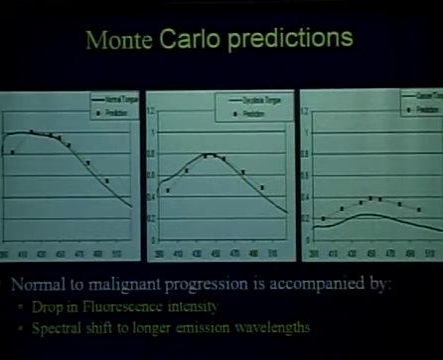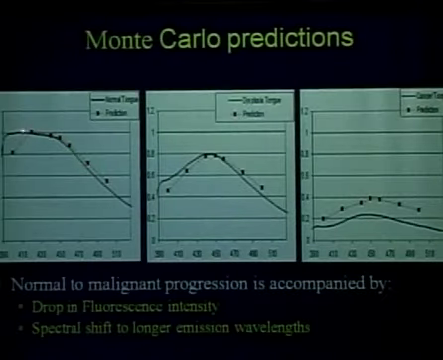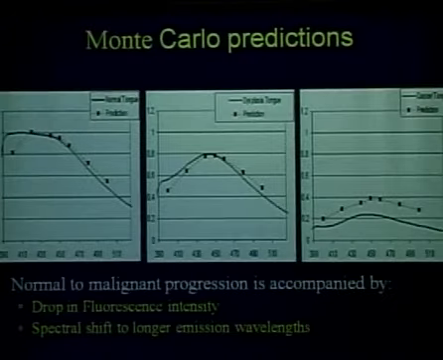And now if I use the geometry and the intensity from these measurements in the context of my Monte Carlo, I can compare my measured data, which is shown with the blue solid lines, to the results of my Monte Carlo prediction, which is shown by the red squares. And as I go from normal tissue to dysplasia to cancer, you see that I can predict both the drop in the fluorescence intensity and the shift to longer wavelengths.